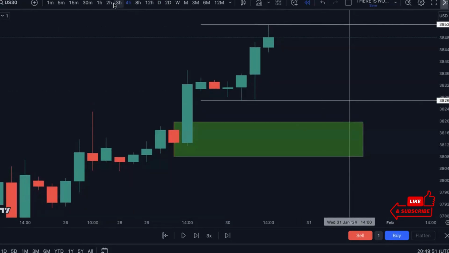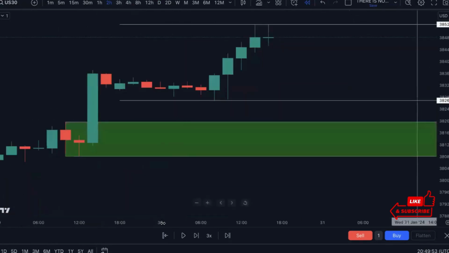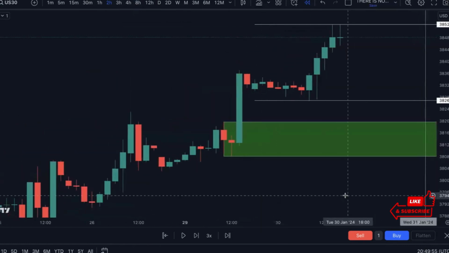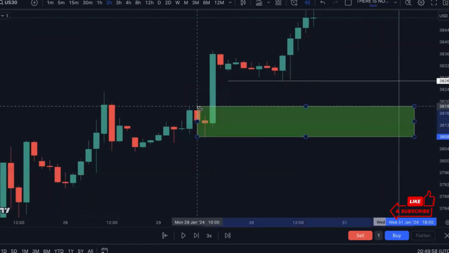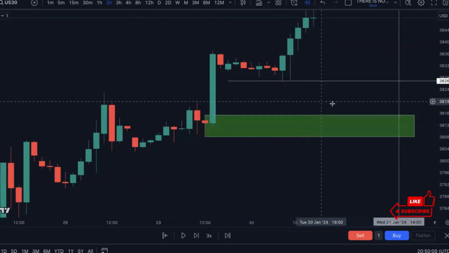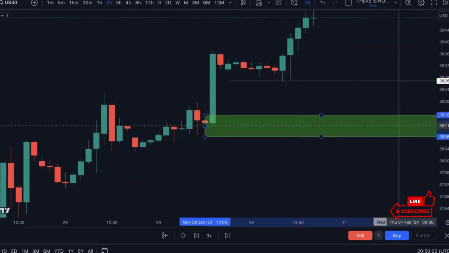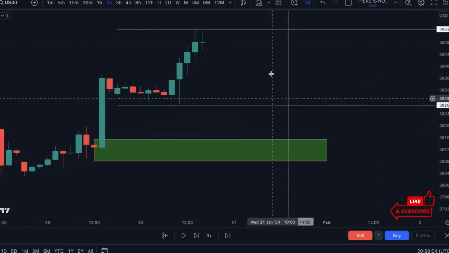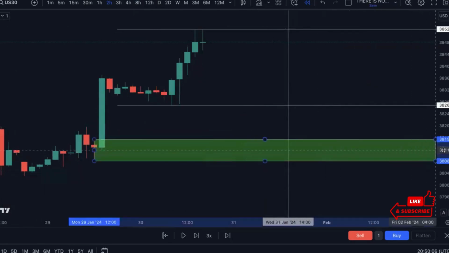So I started to go down a little bit further, and I was thinking I should narrow this down just a little bit. And that's why I came across the 2-hour time frame. So this was going to be my area. I'm going to extend that out because here's that 2 p.m. This was going to be my area.